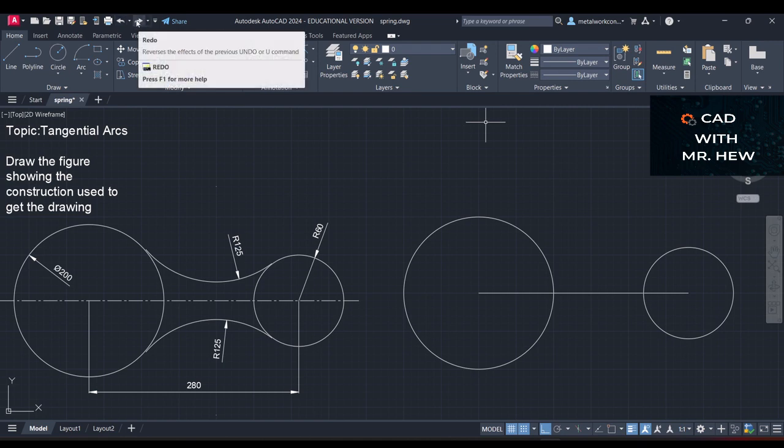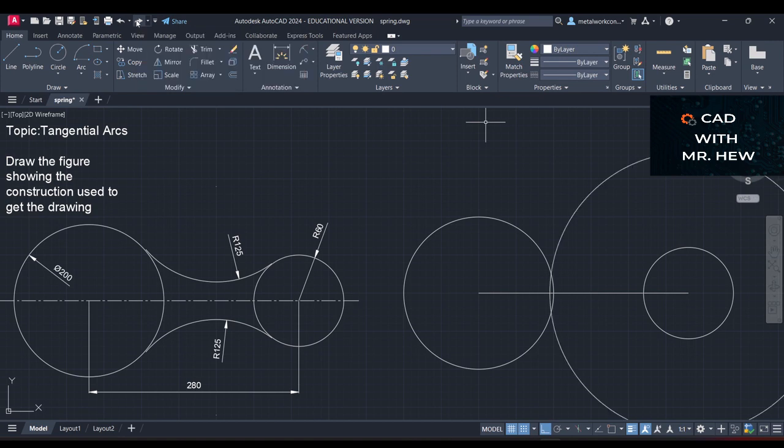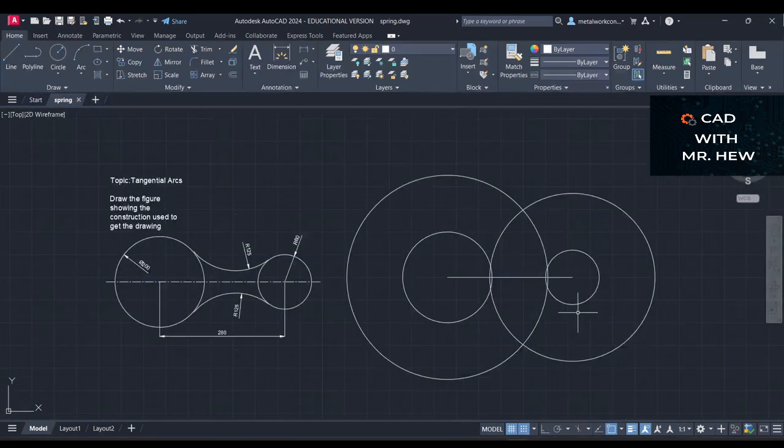So the first thing we're gonna do, we're gonna draw that circle, then we're gonna draw this circle. Now, where these two circles intersect, that will be the center for where we would need to draw the two radius to complete the drawing, okay?